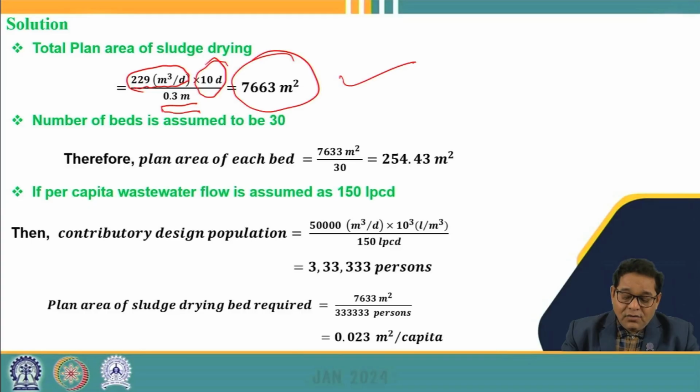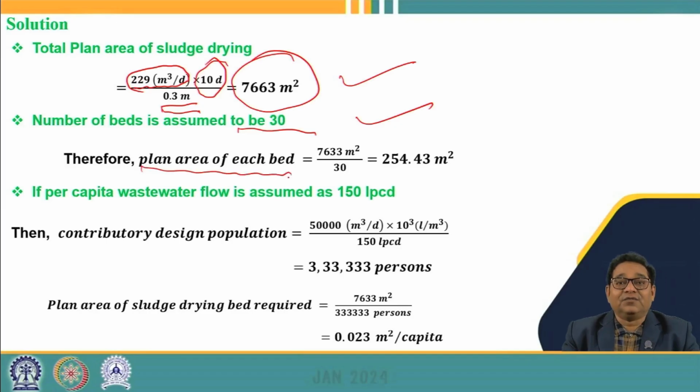And now instead of assuming the size of the bed, we can assume the number of beds also. That is another way of solving the same thing, designing the sludge drying bed. So here the total plan area for each bed will be total area divided by the number of beds, and that comes around 254.43. And for this area, we have to check whether it follows the per capita contribution area.